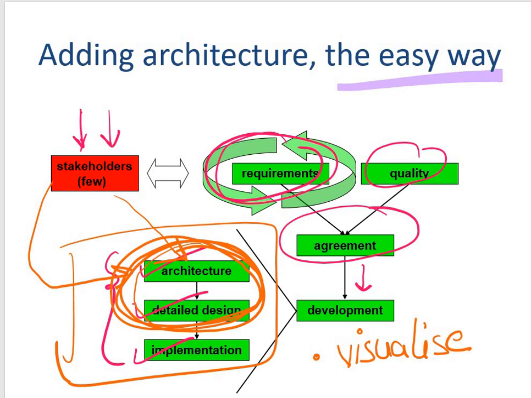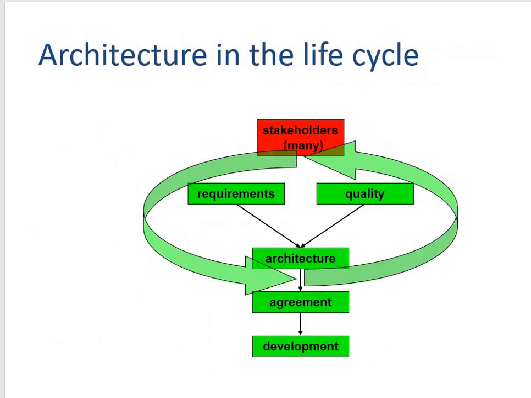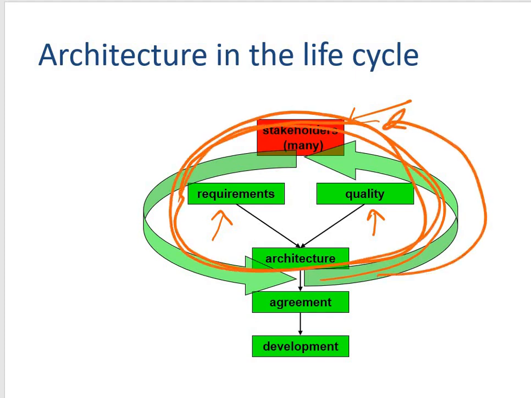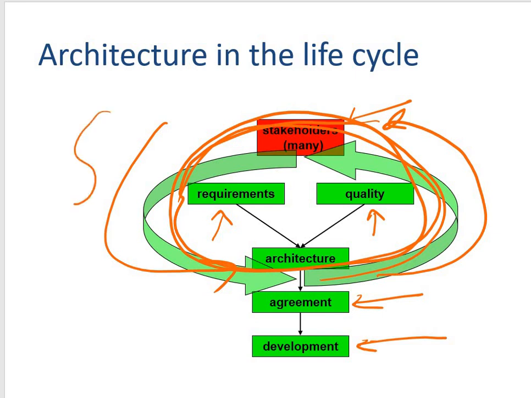So let's bring the architecture into the life cycle. This time we came up with the stakeholders. All the stakeholders are there. We have the requirements, we have the quality aspects, we came up with the architecture, and then we can refine it. We can keep on refining it until my stakeholder is happy. Once the stakeholder is happy, let's go for the agreement and then go for the development. So all the changes are happening at this end.